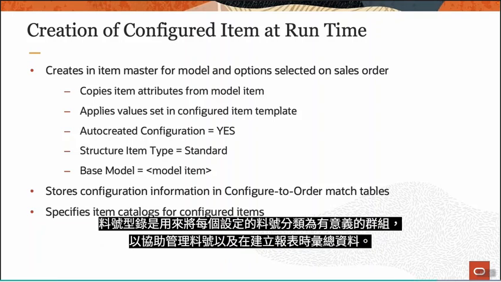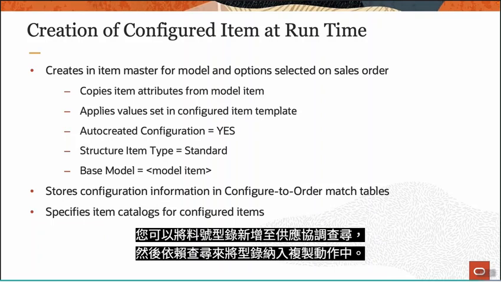An item catalog is used to categorize each configured item into a meaningful group to help manage the item and to summarize data when you create a report. You can add an item catalog to a supply orchestration lookup, then rely on the lookup for inclusion of the catalog in the copy action.